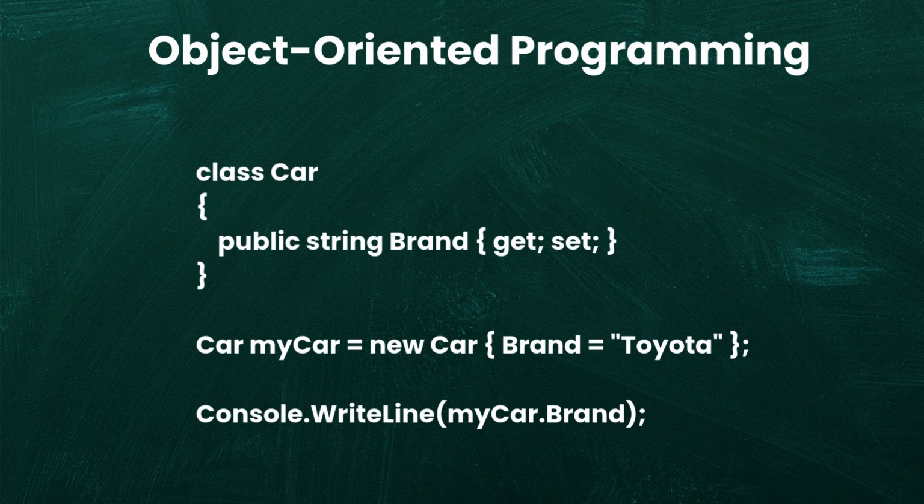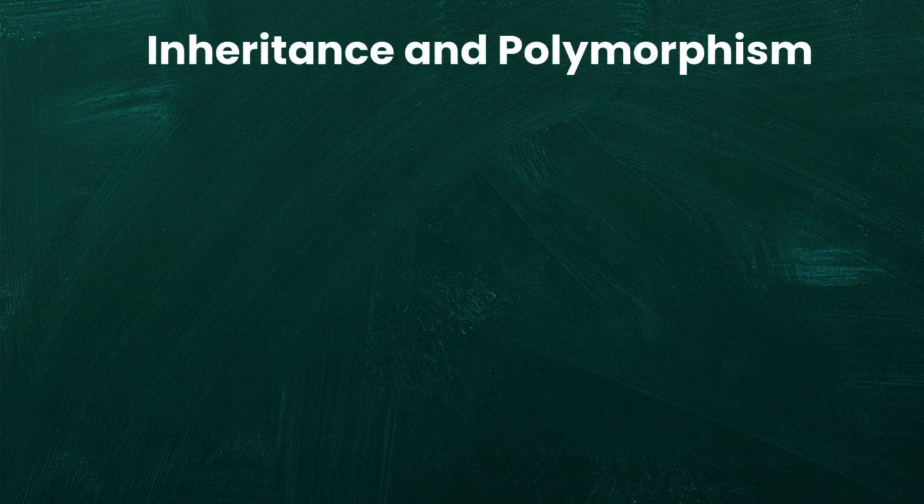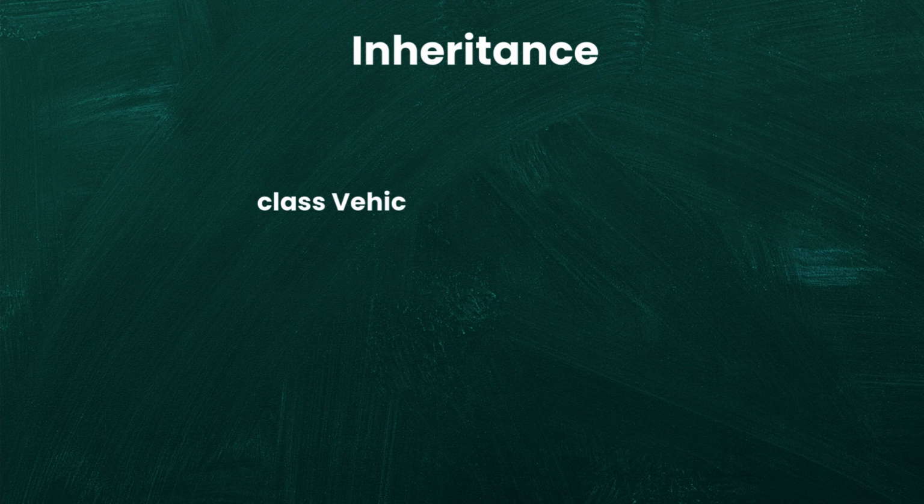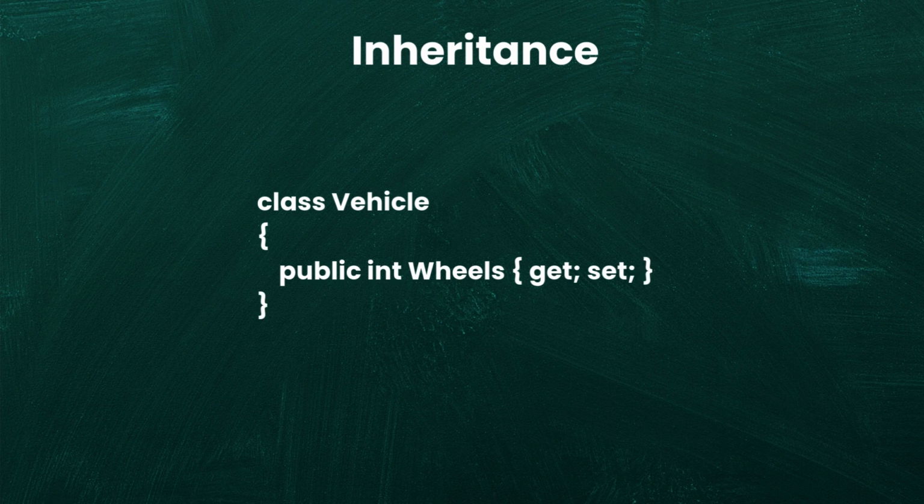Building on the foundation of object-oriented programming, C# supports advanced concepts like inheritance and polymorphism. Inheritance allows one class to adopt the properties and methods of another, promoting code reuse and reducing redundancy. Here, the Bike class inherits the wheels property from the Vehicle class. This means you can use the same property in Bike without redefining it.